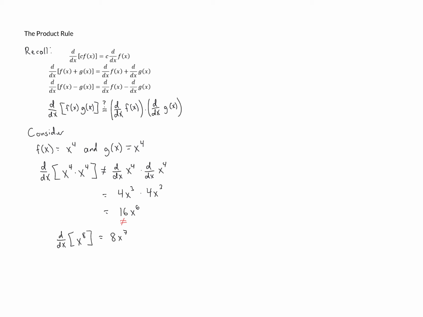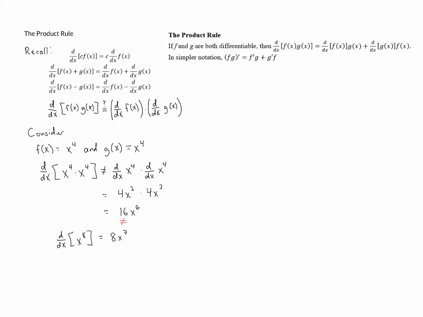Now, the mathematician Leibniz eventually found the correct formula, and so I'm going to give that to you right now. Now, at first glance, this is going to look complicated, but that's just because there's a lot going on with notation. I promise you it's not that bad. You'll get used to it very quickly. The product rule says if f and g are both differentiable functions, and we want to take the derivative of their product, we can. And the way that we do that is we take the derivative of the first times the second function itself, plus the derivative of the second times the first function itself.